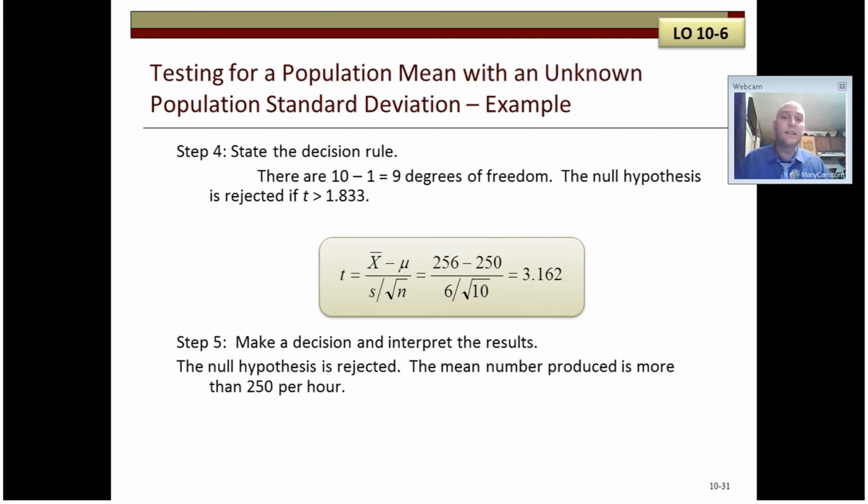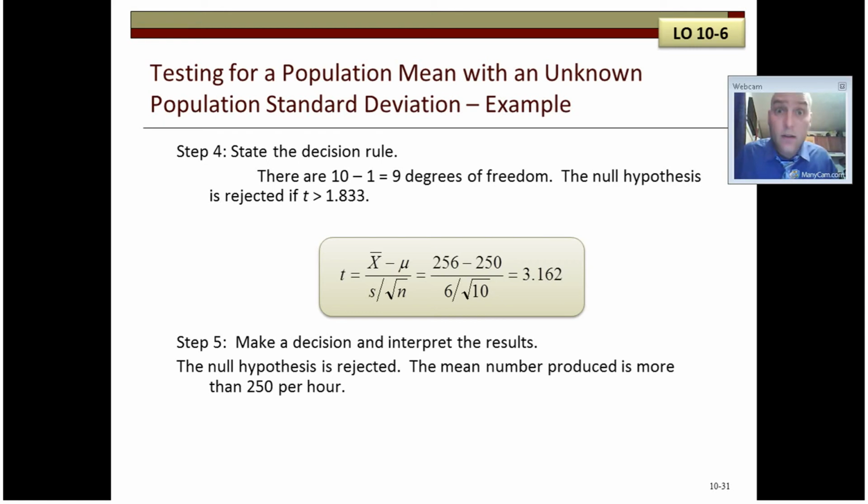Our test statistic is 3.162, which we get by plugging all those numbers from our sample data into our formula. Test statistics come from formula and sample data. Critical values come from tables. Now we get a chance to interpret our results. Well, 3.162 is in fact greater than 1.833. Hey, we get to reject the null because our test statistic is outside the region of acceptance of the null. It's in the region of rejection.